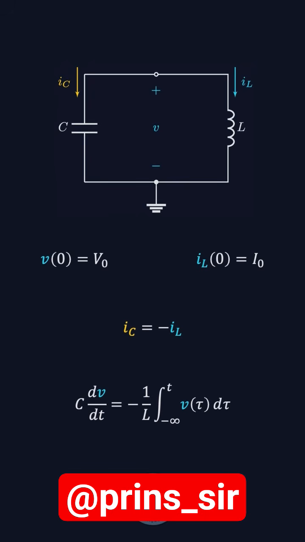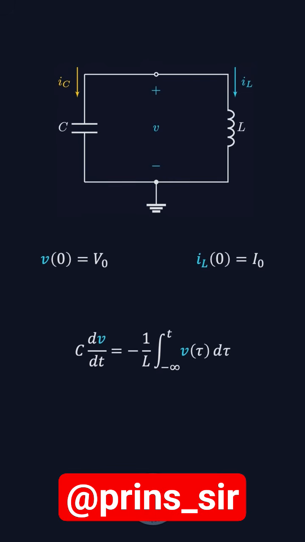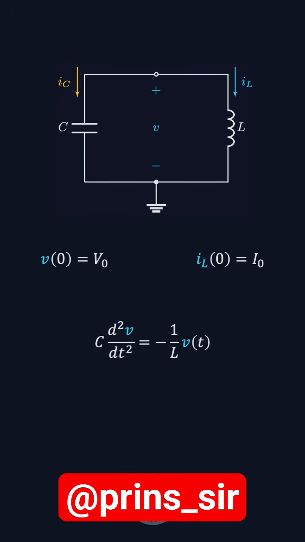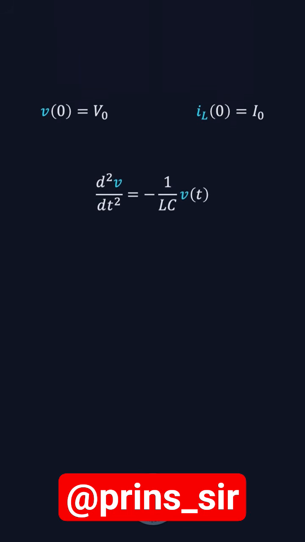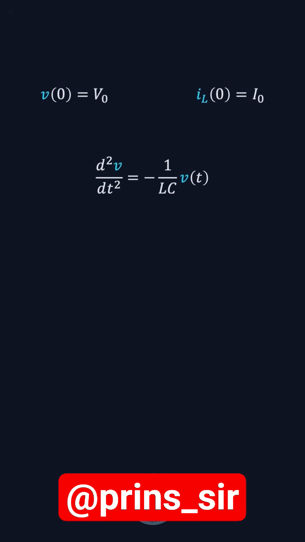So we have an integral differential equation here, and so we can simplify this by differentiating both sides. Doing so, we'll have a second derivative on the left, and we'll undo the integral on the right, like this. Let's now divide by C, and with this we have a second-order differential equation with two initial conditions.